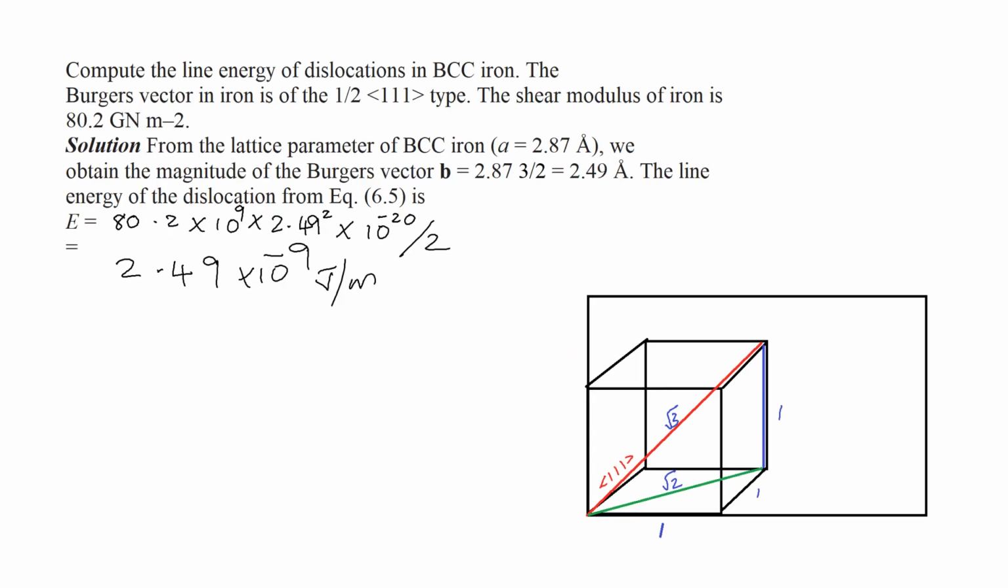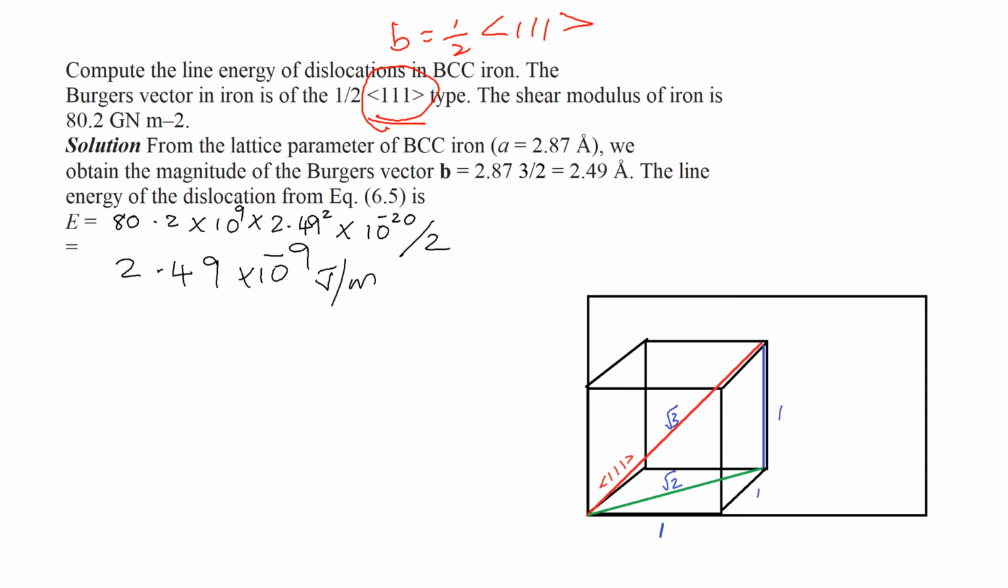Now let us try to do a problem to find the elastic line energy. Compute the line energy of a dislocation in BCC, the body-centered cubic structure of iron. The Burgers vector is given as half of the 111 direction. This is a 111 direction type. So the dislocation Burgers vector b value is 1/2 of the 111 direction vector. The shear modulus of iron is 80.2 gigapascals. So how to calculate this?